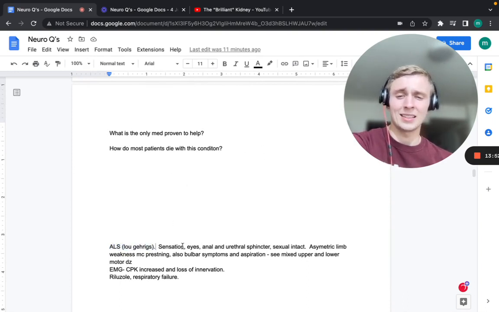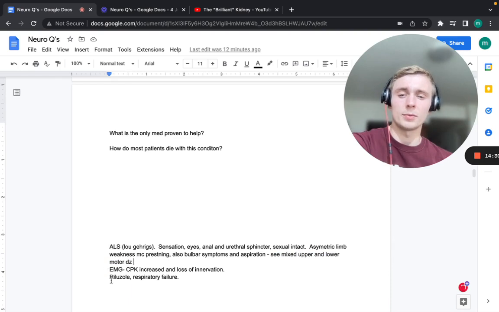What is held intact? Intact is going to be sensation. It's motor neuron disease. Also their eyes and anal and urethral sphincters, and also their sexual function is going to be intact. So sensation, eyes, anal and urethral sphincter, as well as sexual function. Asymmetric limb weakness is the most common presenting symptom, and also bulbar symptoms and aspiration you'll find. They can't really swallow well, they can't chew well, and aspiration due to that. And we see a mixed upper and lower motor neuron disease in this.